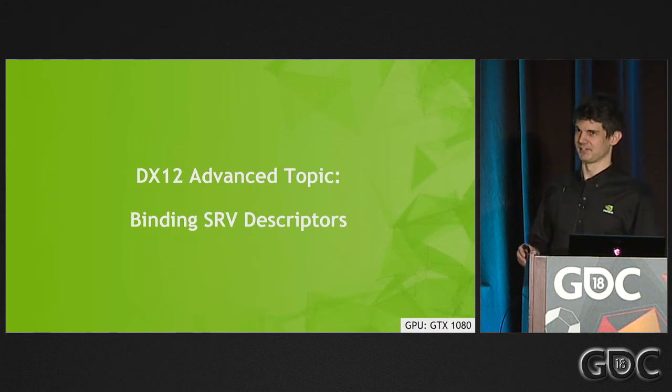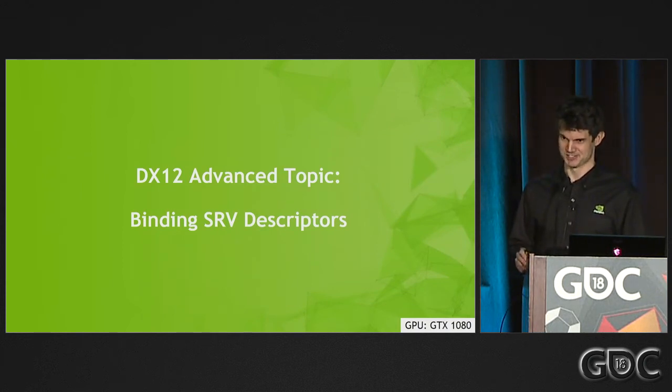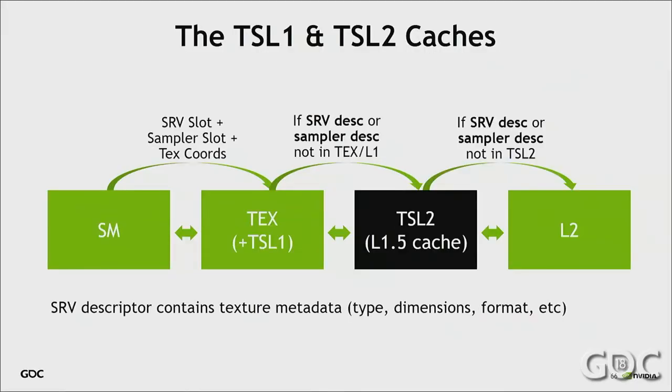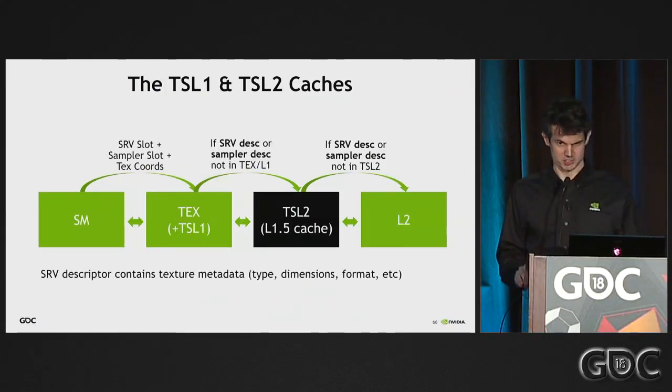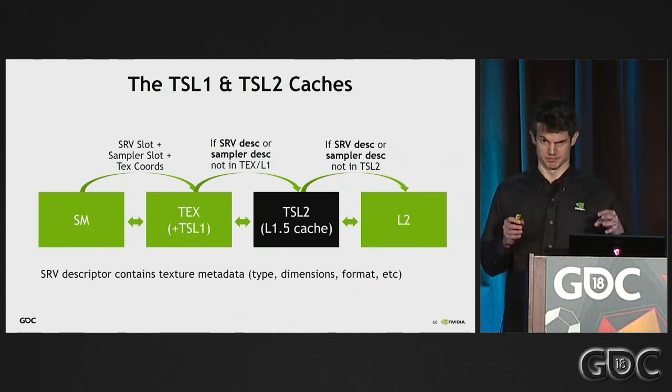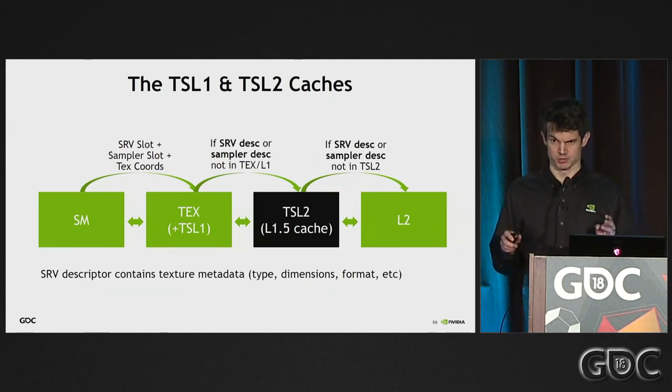Now I would like to talk about an advanced DX12 topic, which is binding shader resource view descriptors to draw calls. There is something that was not very clearly explained publicly before, and we want to get this right. When you do texture fetches, there is information that the texture unit needs to fetch. This information is the metadata of the texture. What is the texture we're fetching? What are the dimensions of the texture, the format? And this metadata needs to be fetched from somewhere.